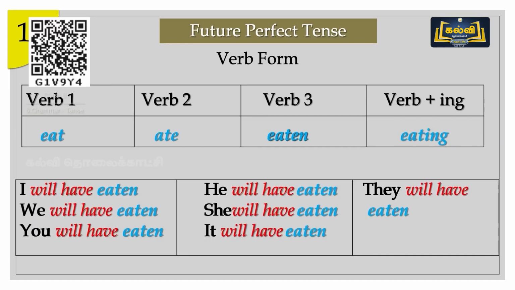Next one is future perfect tense. Let us look at the forms. As usual forms, look at the slide. You know that very well. Okay. What is the auxiliary verb we are going to use? Will have or shall have. We have to use will have or shall have to express a future perfect action.